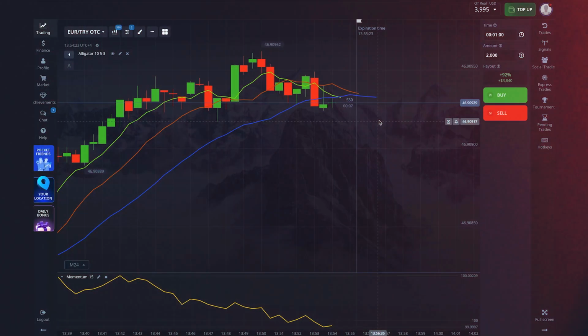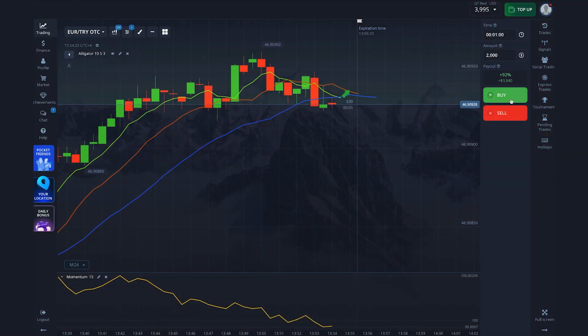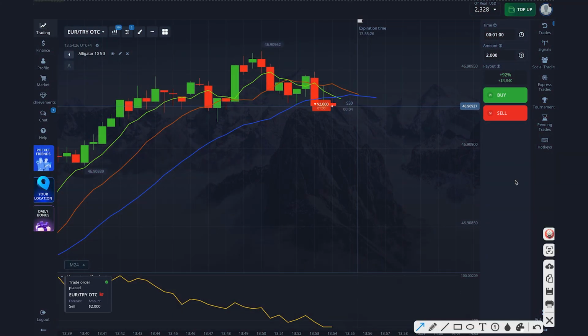Let's keep going. Good signal. I set the expiration time to 1 minute and open a sell trade for $2,000. The chart is moving steadily downward, and all indicators support the downward trend, which gives confidence in the continuation of this movement. When all technical signals are aligned, it gives us a strong basis for a confident entry into the market, with the aim of further decline.